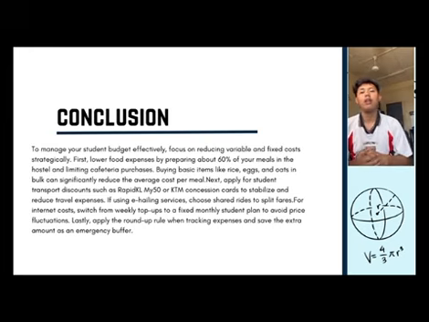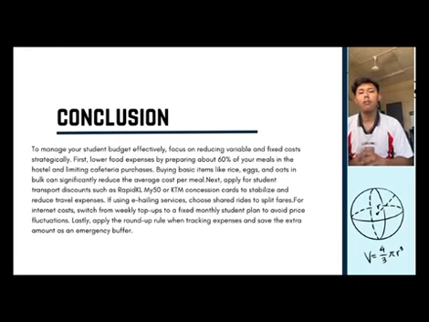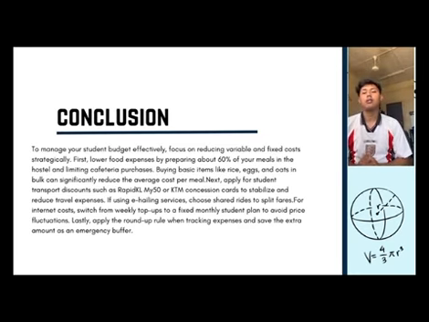If using e-hailing service, choose share ride to split the fare. For internet costs, switch from weekly top-up to a fixed monthly student plan to avoid price fluctuation. Lastly, apply the round-up rule when spending is expensive and save the extra amount as an emergency buffer.